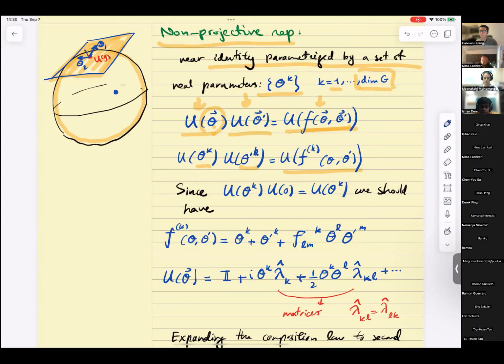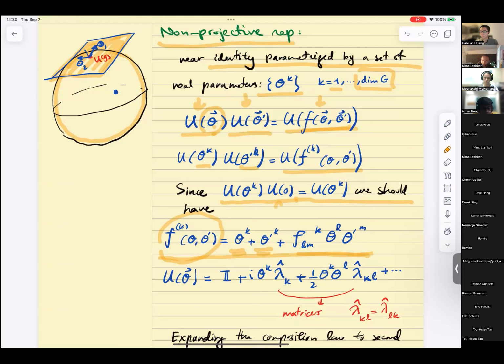Okay. So the first thing you notice is that u of theta k and u of 0 is going to be u of theta k. Why? Because u of 0 is just the identity element. You can expand f of k of theta, theta prime in the following way. There will be theta k and theta prime k, and second order terms.